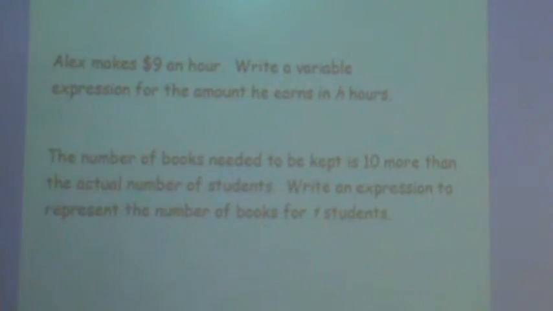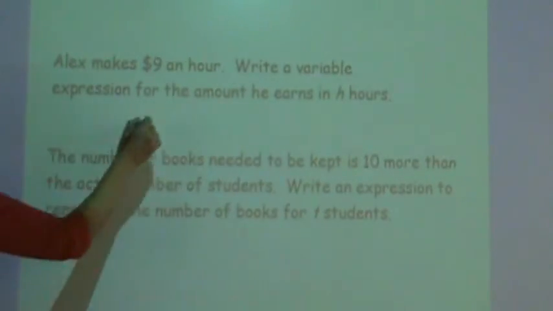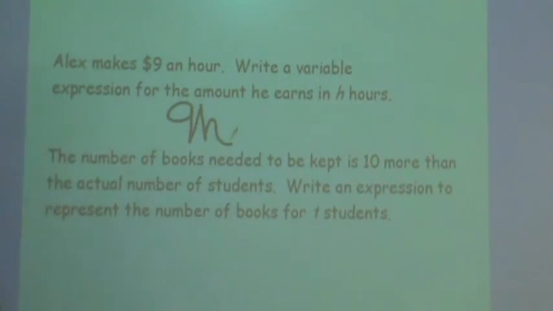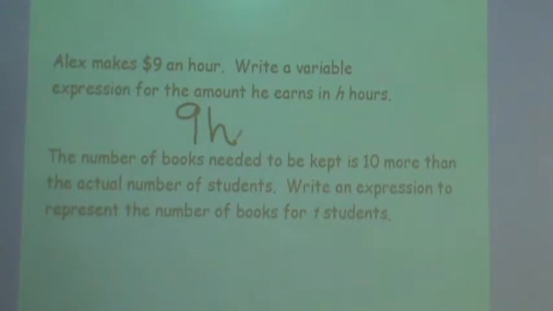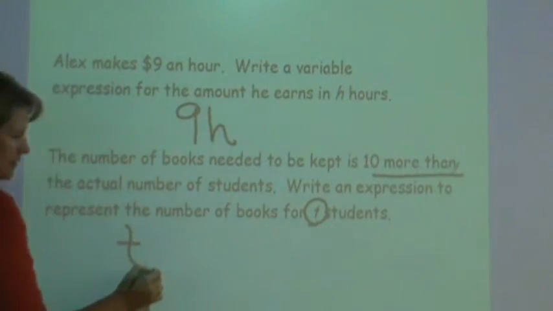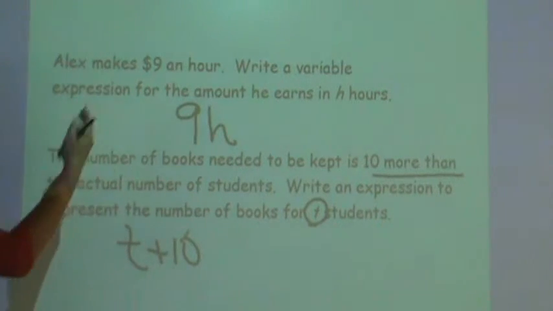Okay, and the last ones. Alex makes $9 an hour. Write a variable expression for the amount he earns in h hours. Well, that's pretty similar to this one, except he's making a little bit more than we did. So 9h. Next: the number of books needed to be kept is 10 more than the actual number of students. Write an expression to represent the number of books for t students. So however many students we have, we need 10 more than that. So t plus 10. These are both variable expressions, and that's what they asked us to do.